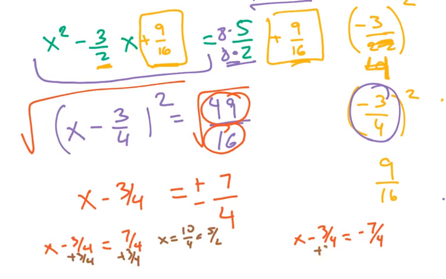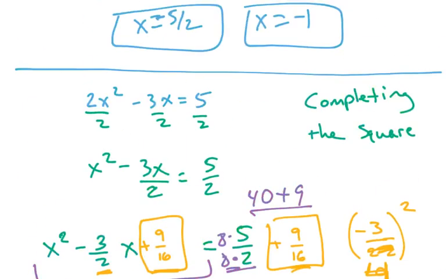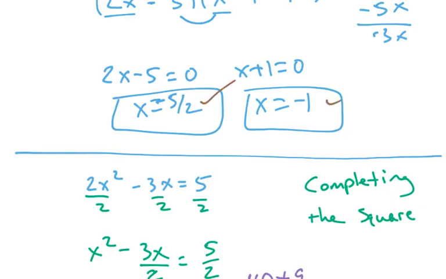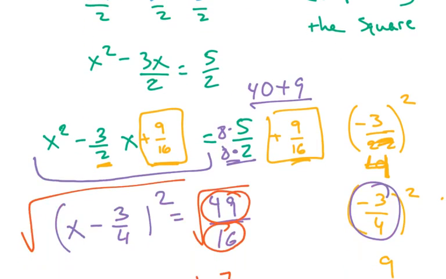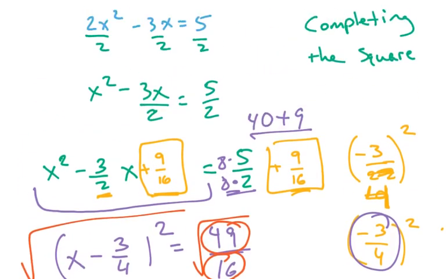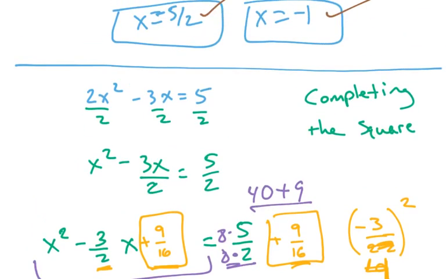On this side, we're going to add 3/4. And I get negative 4 over 4, which is negative 1. So we're getting 5 halves and negative 1. Let's see. Look at that. 5 halves and negative 1. So they match up. So this was another way of doing it, right? Completing the square.